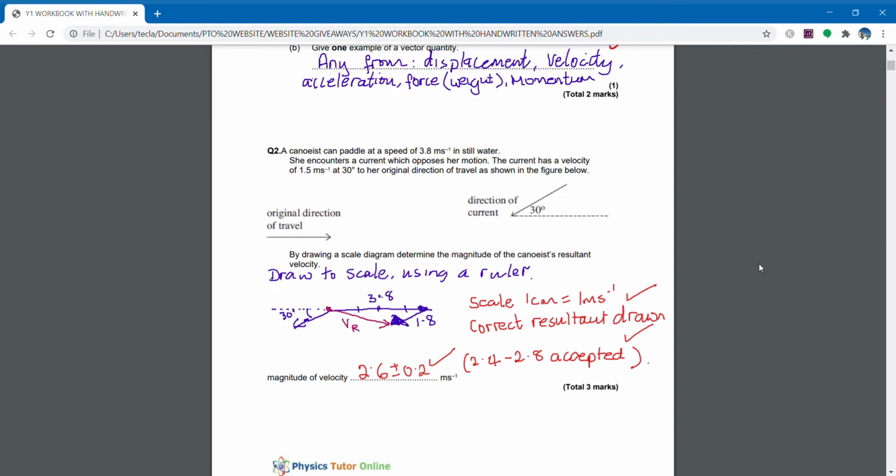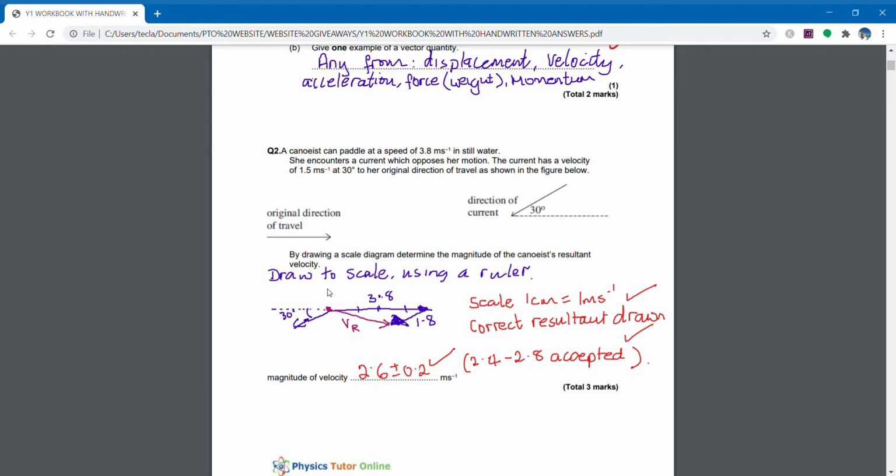Question 2. So this is a vector question where we have to draw a scale diagram. You're given the size, the magnitude of the two vectors and the directions as well. So we've got a canoeist moving at 3.8 meters per second to the right, shown by the arrow. And there is a second vector, which is the current of the water, which has a velocity of 1.5 meters per second at 30 degrees to her original direction of travel, as shown here.